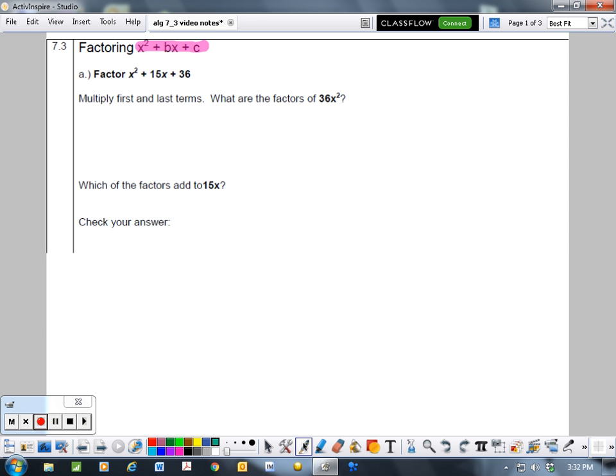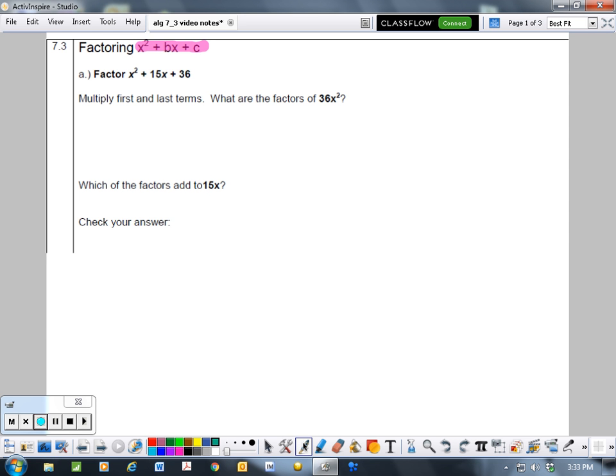But the process I'm going to teach you is going to be the same process we're going to use when there's a number in front of x squared, which are the really tricky ones. Those are the ones that in Algebra 2 kids still struggle with factoring, and in pre-calc kids still struggle with factoring because they never really learned how to do it correctly the first time in Algebra 1. So we're going to factor x squared plus 15x plus 36.